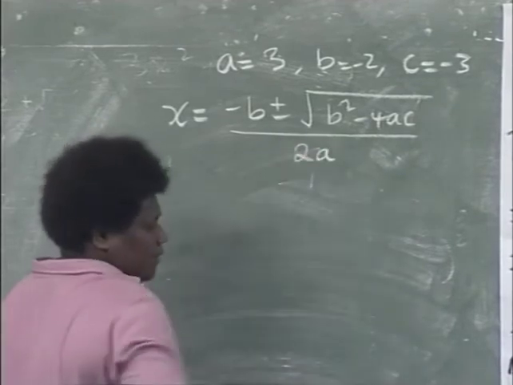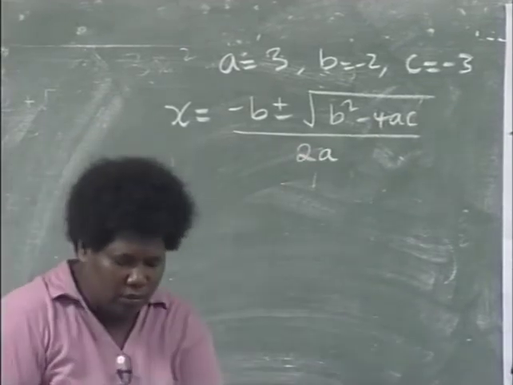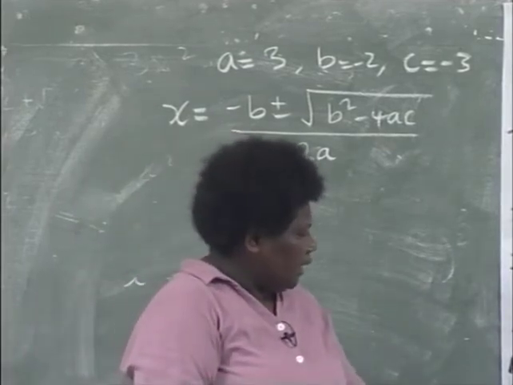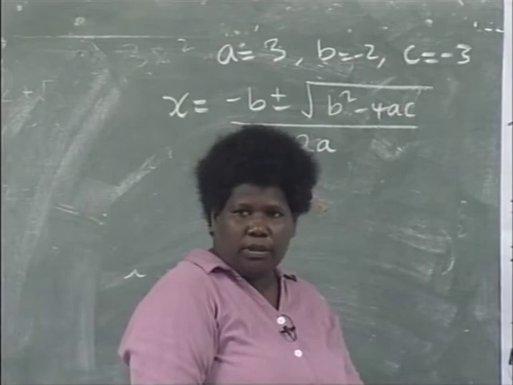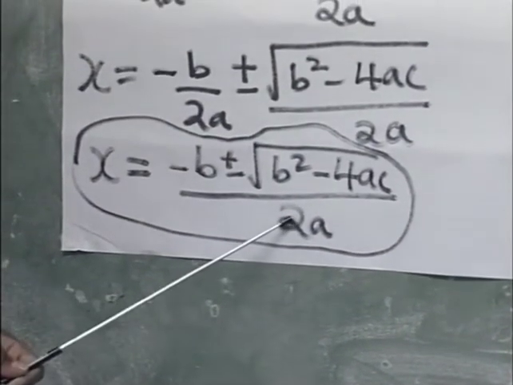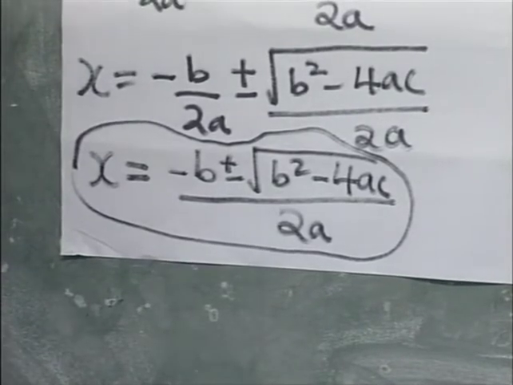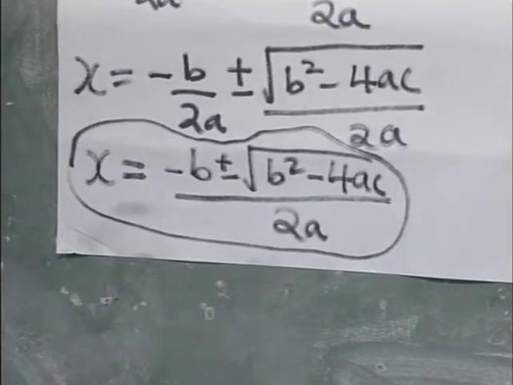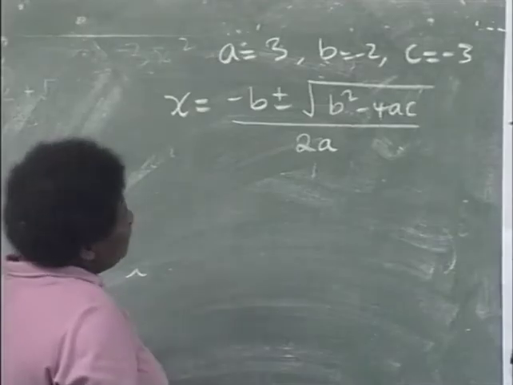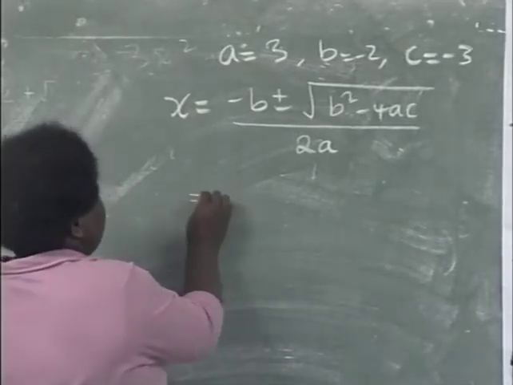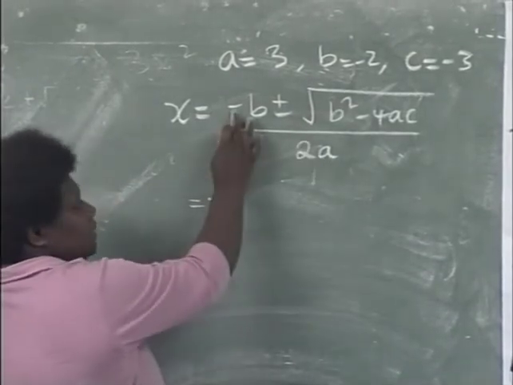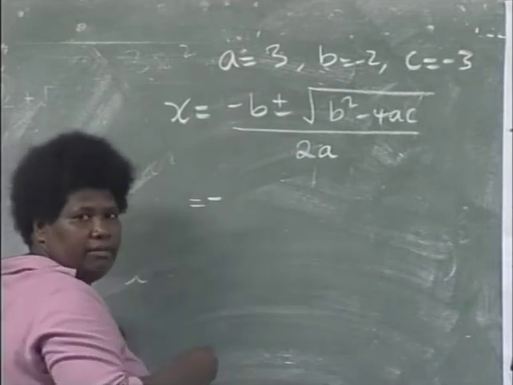All of it is divided by 2a. You have to note, I still see grade 12s making this mistake. They leave minus b out and they just divide this by 2a. When it's not supposed to be the case, everything is divided by 2a. Okay, a is 3, b is negative 2, and c is negative 3. Note, b is a negative number, so the minus sign is always in the formula.